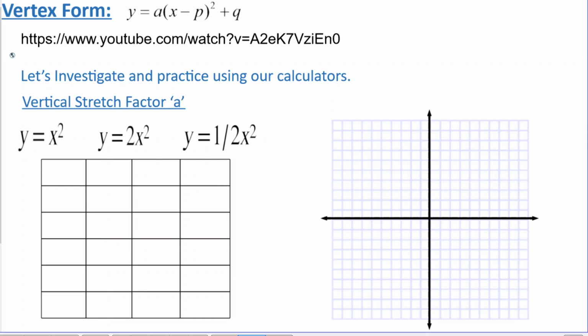Let's start to explore vertex form. So we looked at standard form already. We saw y equals ax squared plus bx plus c, right, where we had a fully distributed trinomial.